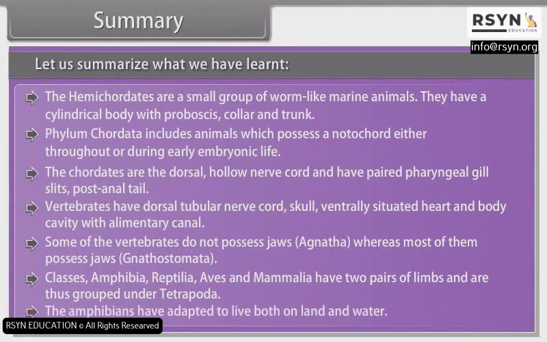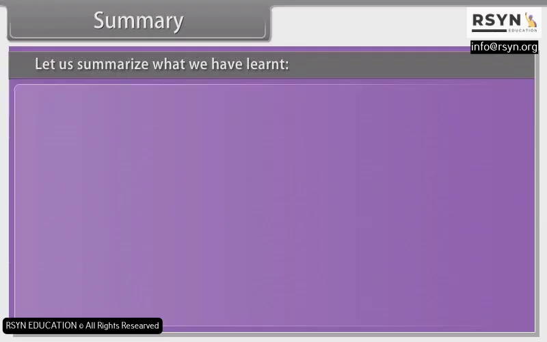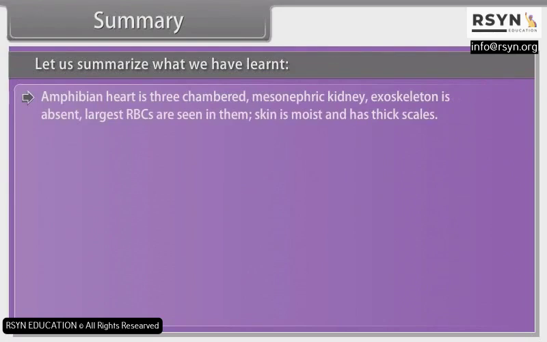The amphibians have adapted to live both on land and water. Amphibians' heart is three-chambered. Mesonephric kidney. Exoskeleton is absent. Largest RBCs are seen in them. Skin is moist and has thick scales.